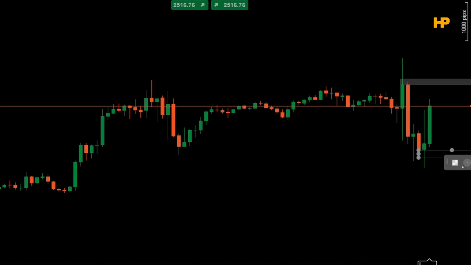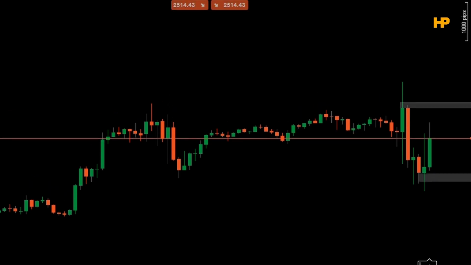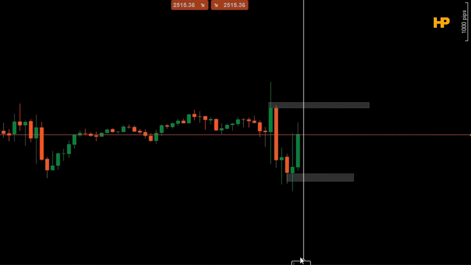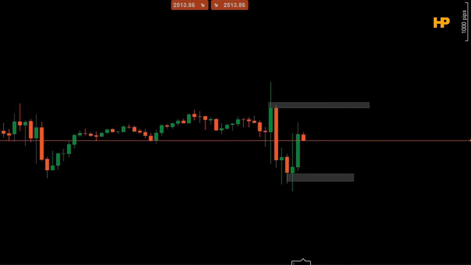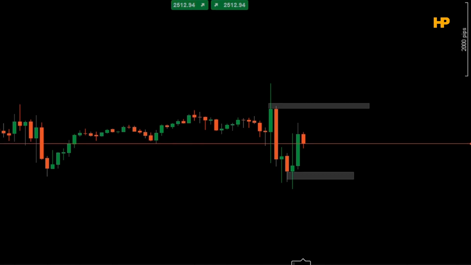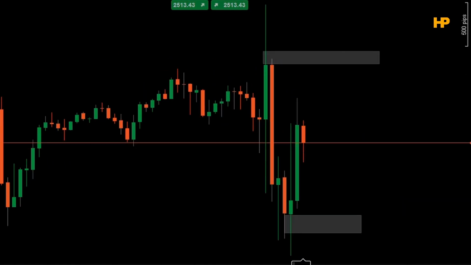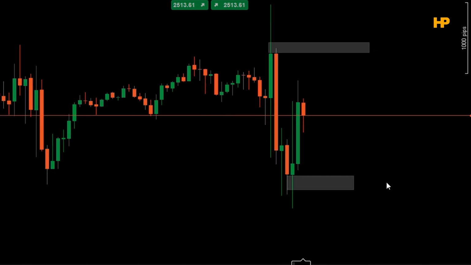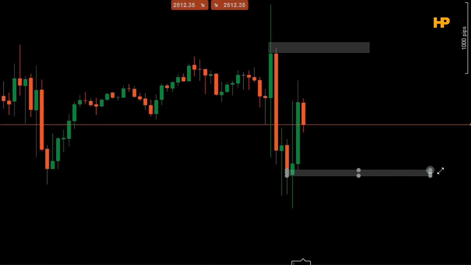Okay, but how to apply confluence? Firstly, identify the trend. On the daily chart, use higher highs and higher lows for a bullish market and lower highs and lower lows for a bearish market. On the 4-hour chart, verify trend direction or mark major supply or demand zones.